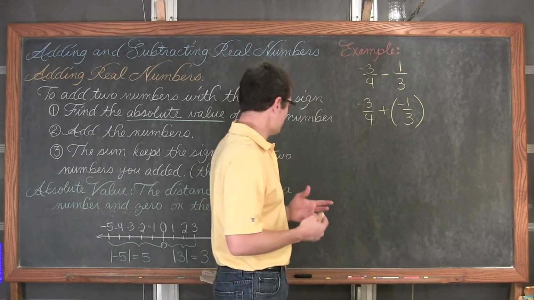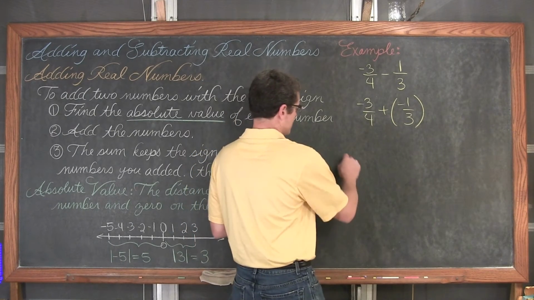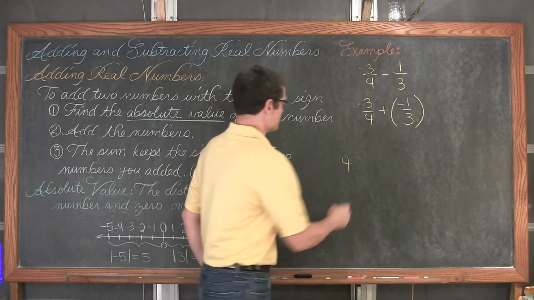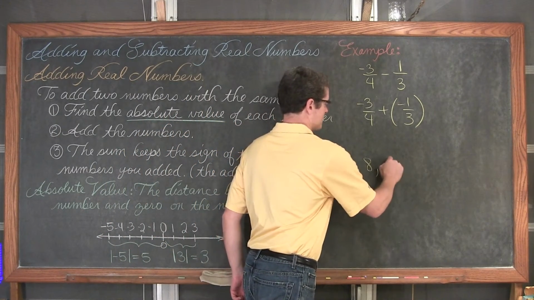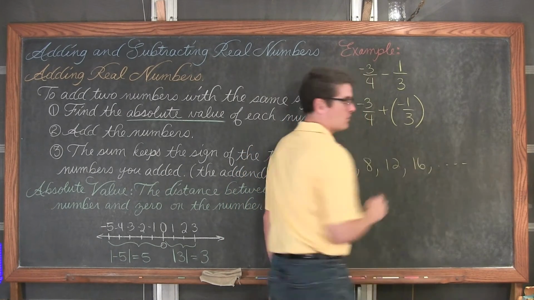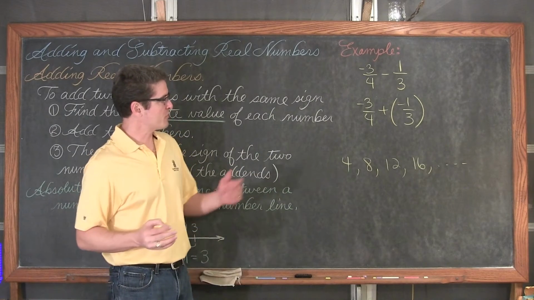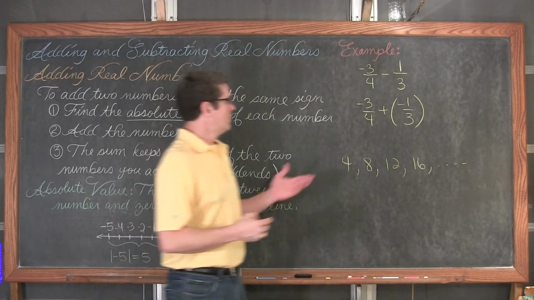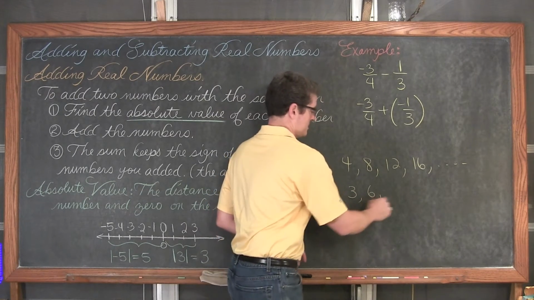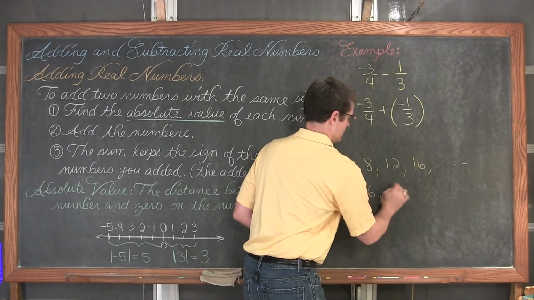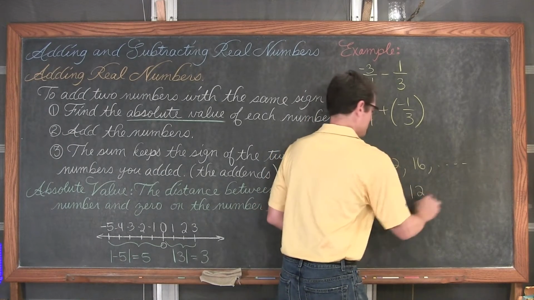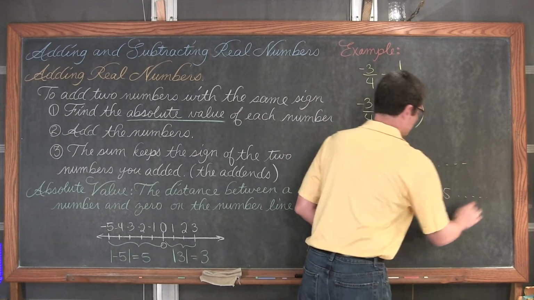Now, I like to do that just by saying, okay, let's take 4. Well, the multiples of 4. 4 times 1 is 4, 4 times 2 is 8, 4 times 3 is 12, 4 times 4 is 16, and so on and so on. Our multiples of 3, well, 3 times 1 is 3, 3 times 2 is 6, 3 times 3 is 9, 3 times 4 is 12, 3 times 5 is 15, and so on.